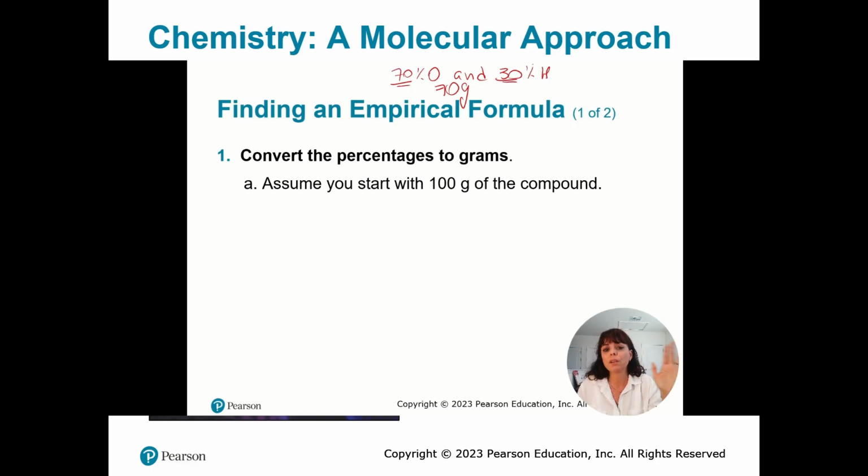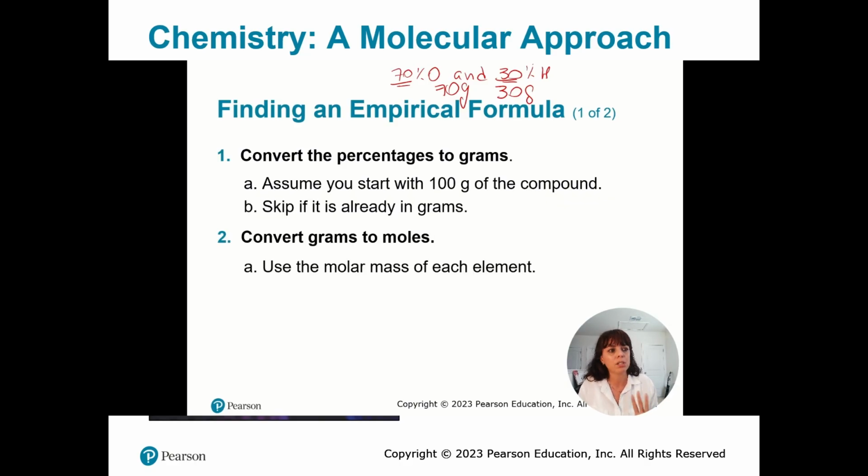If it's 30% hydrogen in 100 grams, that's 30 grams, so you only convert directly. Good. And if it's in percentage, you don't need to do anything. It's already mass, that's okay. You don't need to do anything.